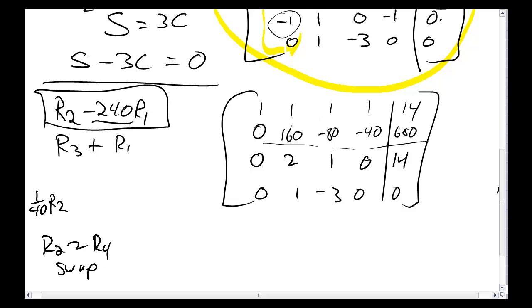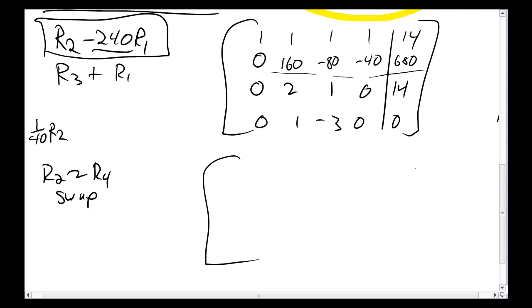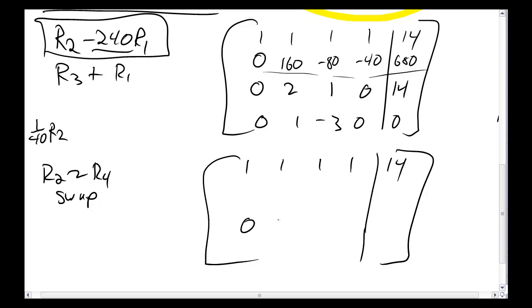I'm going to do that because the next thing I want is the number 1 right where this 160 is right now. So I'm going to get that 1 there just by taking this 1 down here and moving it up there. I'm going to do that row swap. So watch carefully what happens. 1, 1, 1, 1, and 14. That's not changing. I'm also not changing the third row, 0, 2, 1, 0, and 14. Nothing's changed so far. I'm swapping row 2 and row 4, so let's move row 4 up to the row 2 spot: 0, 1, minus 3, 0, 0.